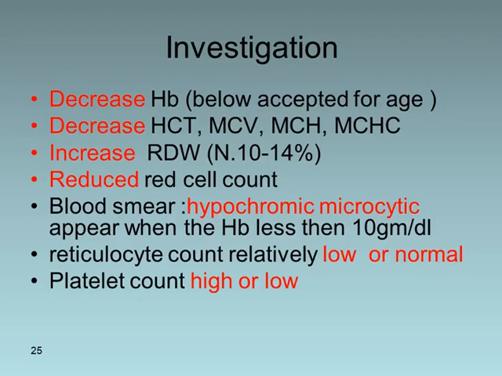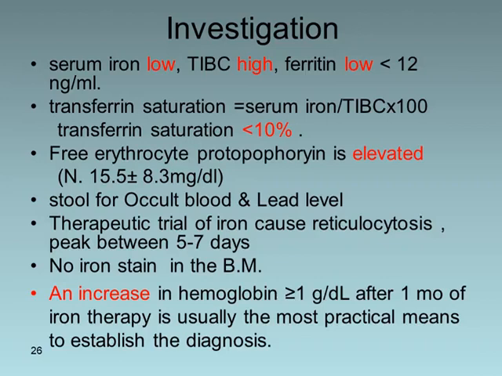The reticulocyte count is relatively low or normal, and the platelet count is high or low. The serum iron is low and the iron binding capacity is high, with a low ferritin of less than 12 nanograms per ml, while the transferrin saturation is reduced to less than 10% and free erythrocyte protoporphyrin is elevated.